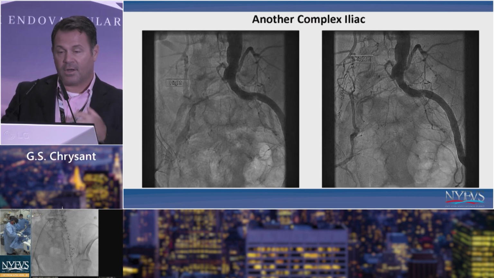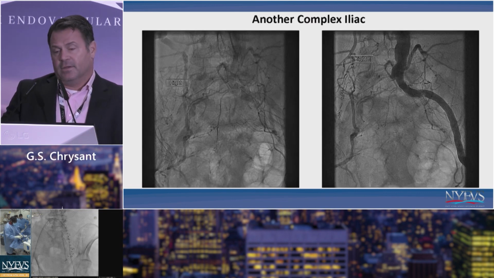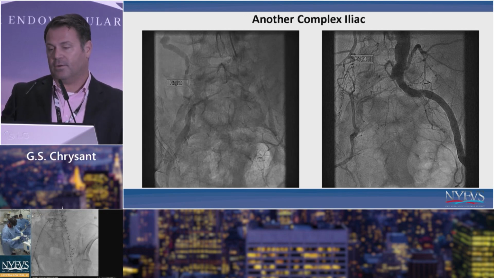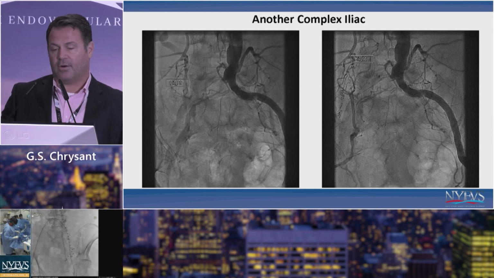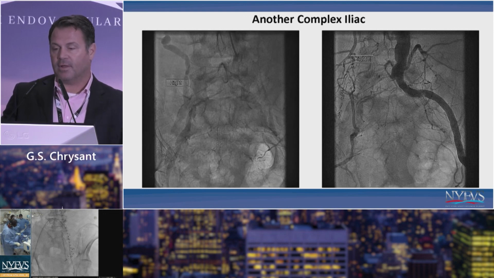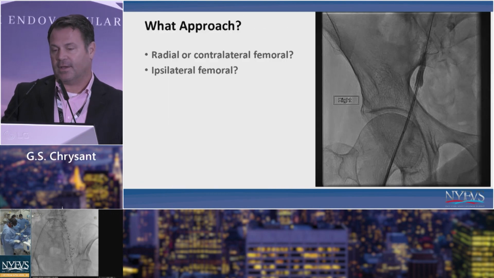So quickly, another complex iliac. So on these, you could try any variety of things. You can come radial, you can try to come contralateral femoral. It's basically up to your comfort level and what you feel like is going to give you the best chance of success. What happened here is I ended up crossing from both directions, in and out.